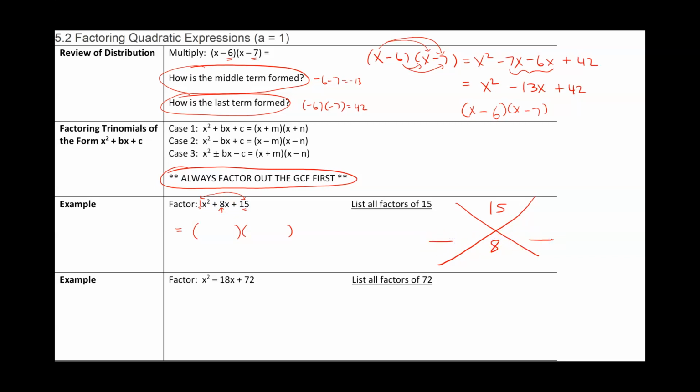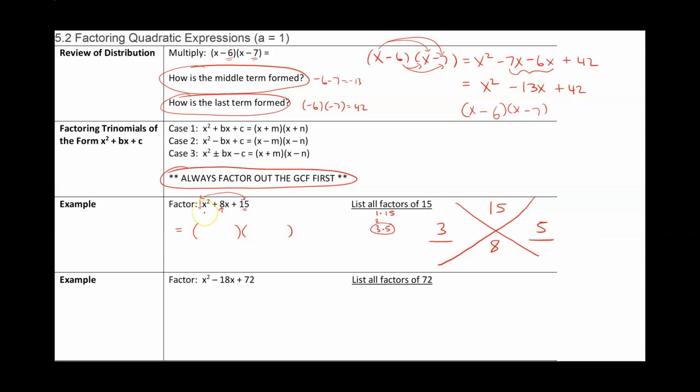Now we have to think about which numbers multiply to 15 and add up to be 8. The easiest way to do this is to list out all the factors of 15. So there's 1 and 15. 2 doesn't go into it. There's 3 and 5. And that's it. Always go in order, so go 1, 2, 3. Otherwise you forget or miss factors. Now out of these, which ones add up to be 8? Those are going to be 3 and 5.